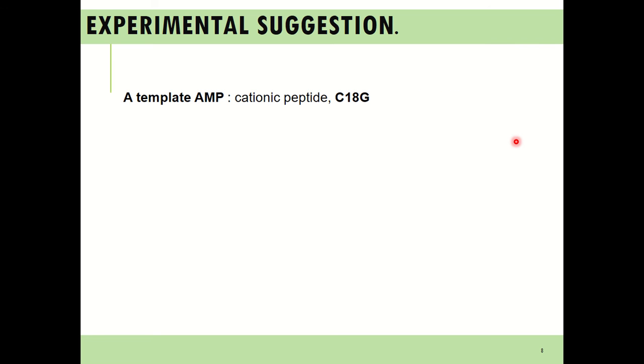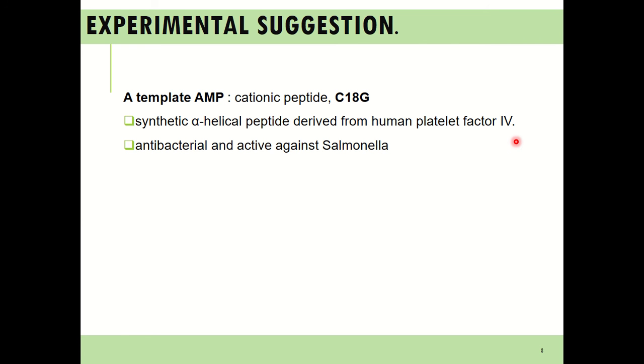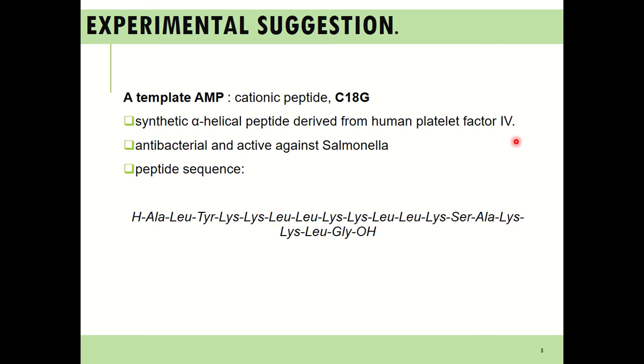In this work, I would like to try a template AMP, which is not an enzyme, but an AMP itself, a cationic peptide called C18G, which is a synthetic alpha helical peptide derived from human platelet factor 4. This peptide is found to be antibacterial and is active against Salmonella. And the peptide sequence is as follows.